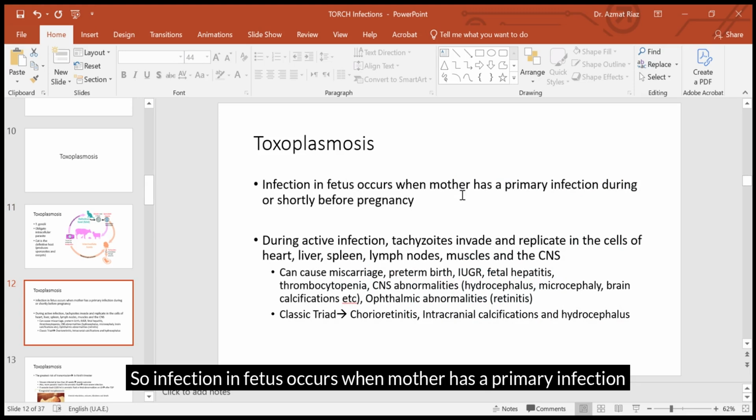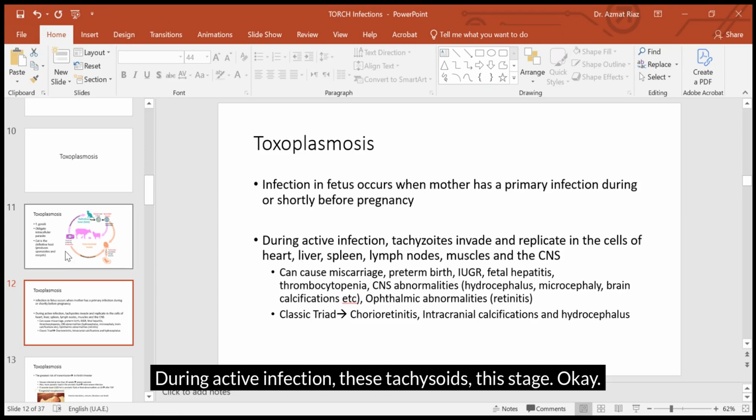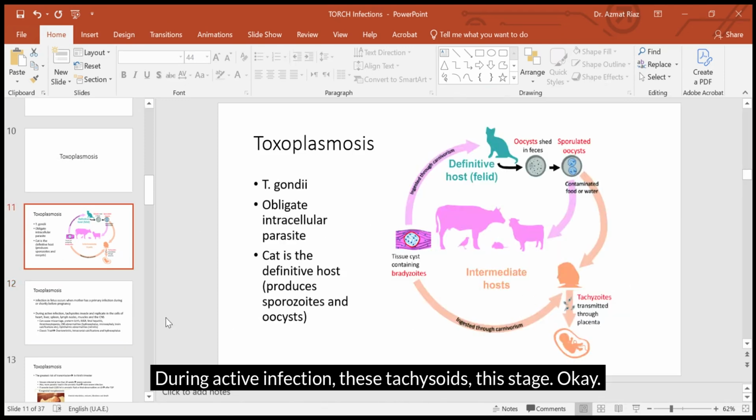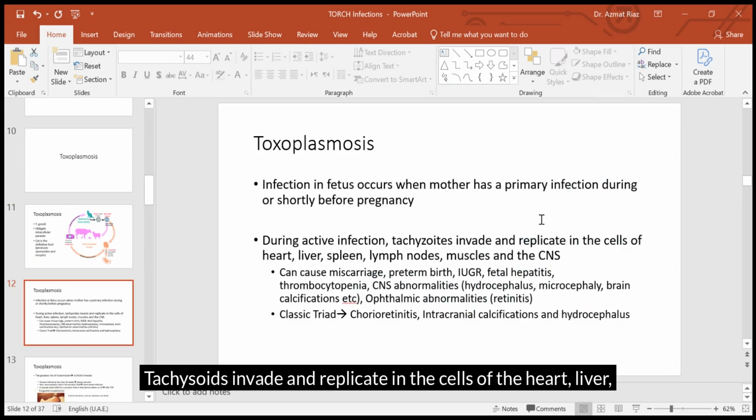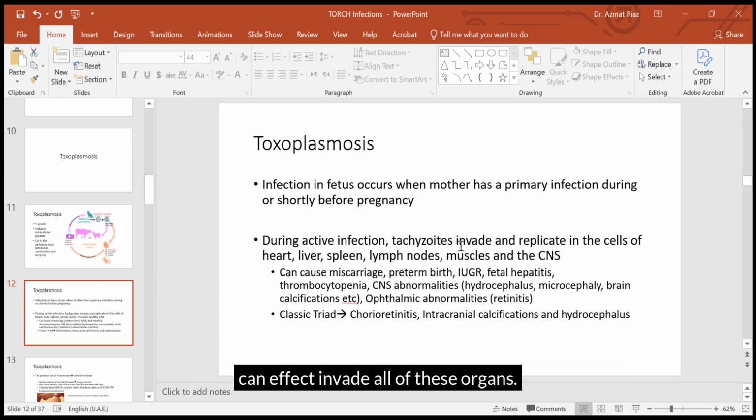Infection in the fetus occurs when the mother has a primary infection during or shortly before pregnancy. During active infection, these tachyzoites invade and replicate in the cells of the heart, liver, spleen, lymph nodes, muscles, and the CNS. So in the baby, just imagine that it's a developing baby, and then it can invade all of these organs.